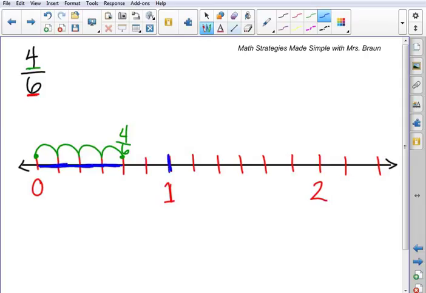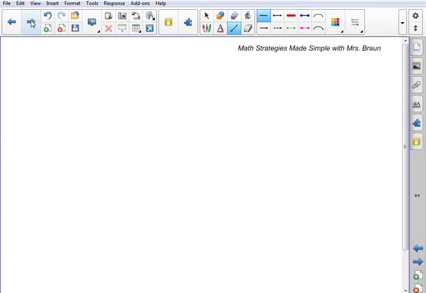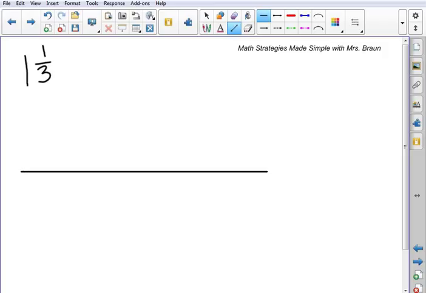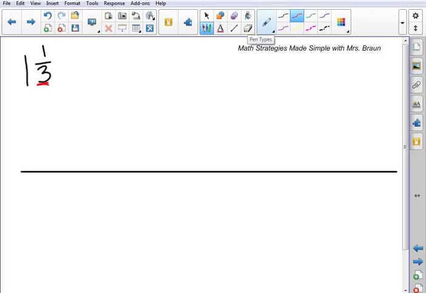All right, let's take a look at one more example. This one's going to be slightly different. Got a mixed number here, 1 and 1/3. So this is a mixed number, which means I've got a whole number part of it and a fractional part of the number. So again, I'm going to draw my number line. And I'm still going to be looking at that denominator to tell me how many equal spaces I need to partition between each whole. So I'm going to start with my 0, and I'm going to split it into 3 equal pieces between each whole.